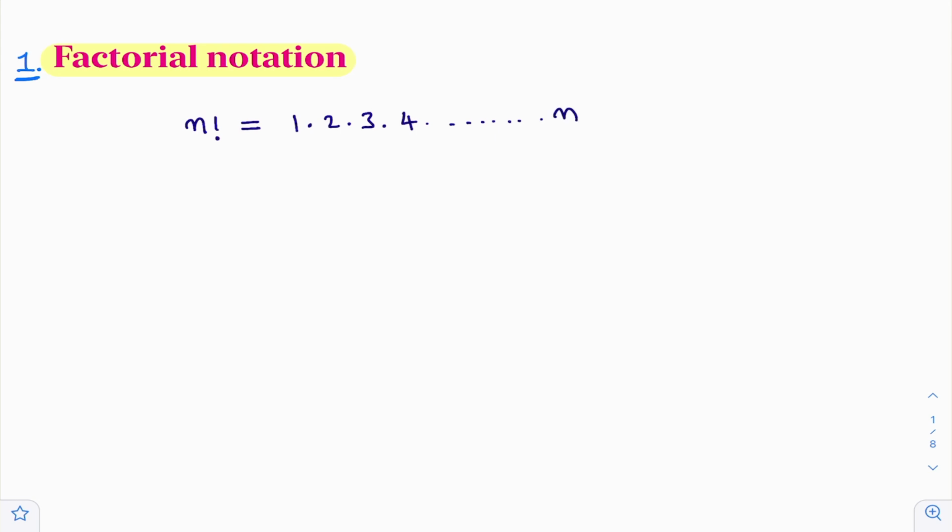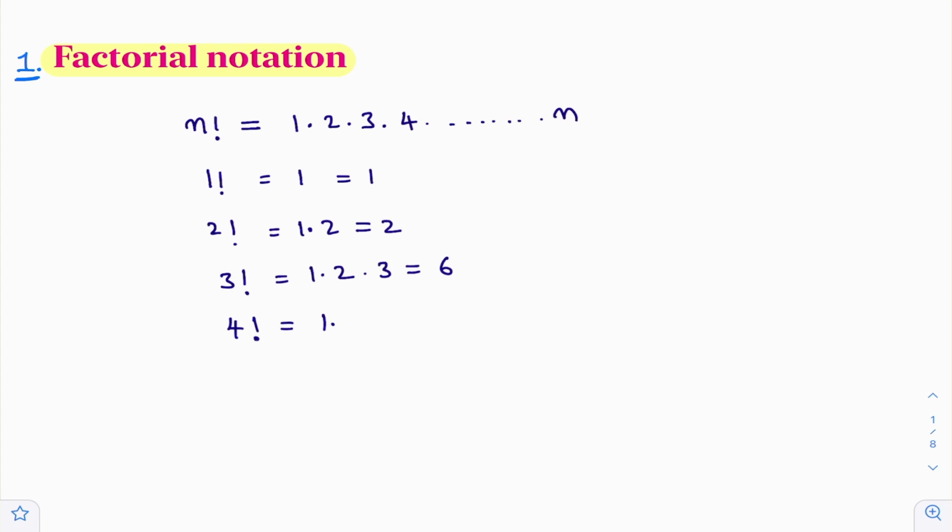For example, 1 factorial is there. What is 1 factorial? 1 factorial is 1 only. What about 2 factorial? 2 factorial is 1 into 2, which is 2. 3 factorial. What is 3 factorial? 3 factorial is 3 into 2 into 1, or 1 into 2 into 3, which is 6. Whatever I am writing here, try to memorize these things instead of calculating every time. We can save the time.